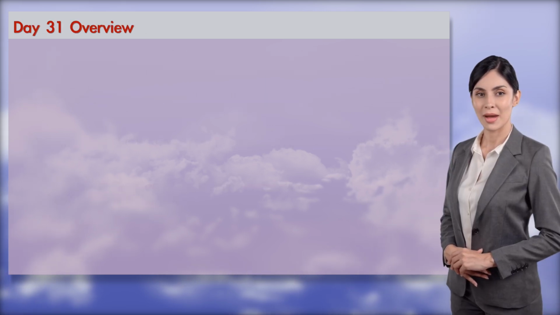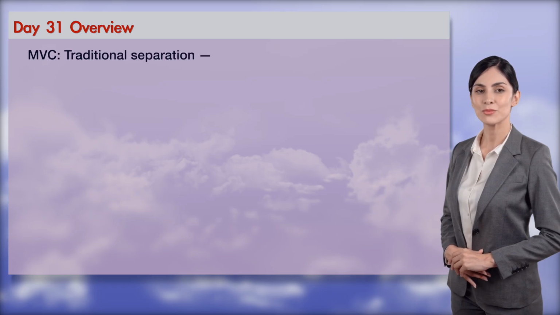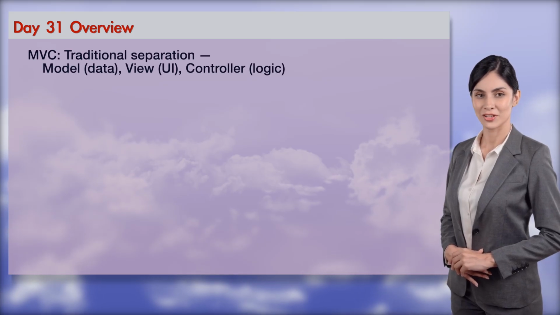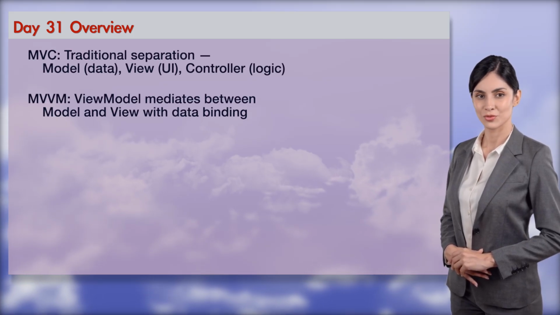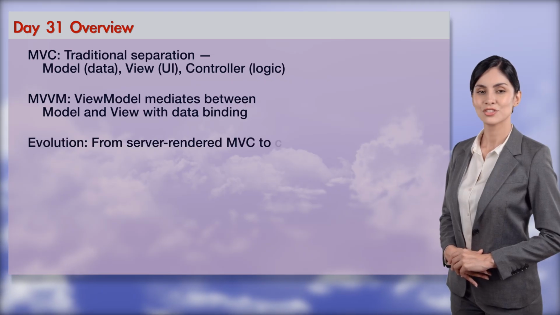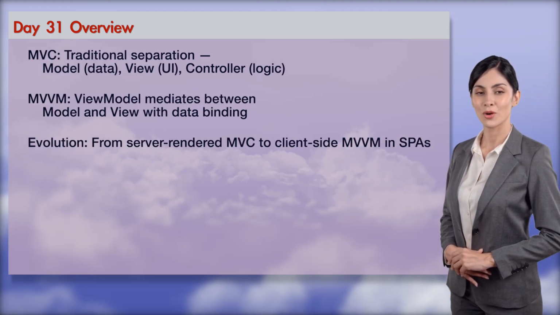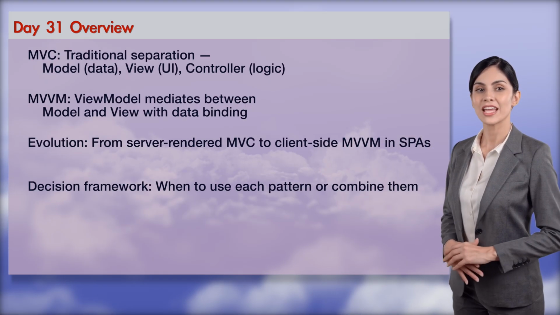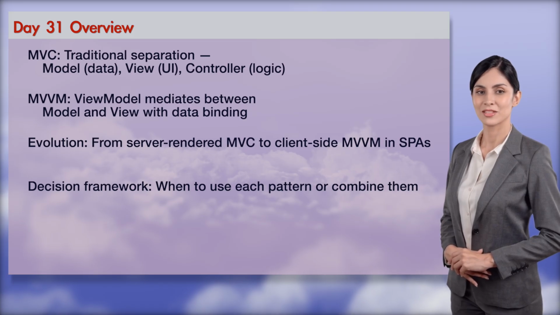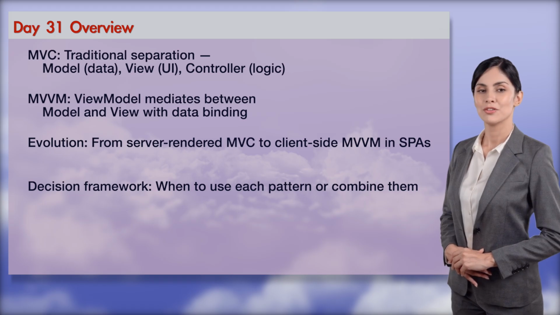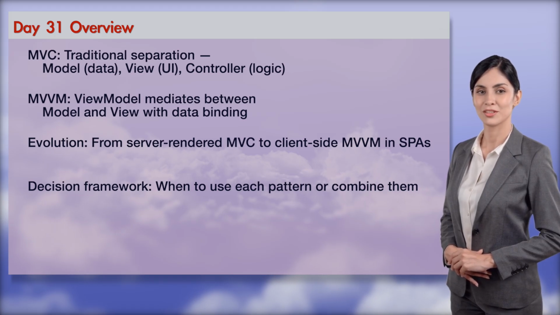Here's the expanded roadmap for today. We start with a detailed breakdown of the classic MVC pattern: model for data and business rules, view for rendering UI, controller for handling user input and coordinating between them. Then we move to MVVM, where the view model acts as a mediator that exposes data and commands to the view through data binding, reducing boilerplate glue code.